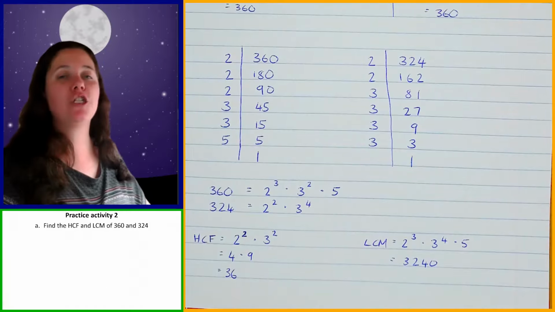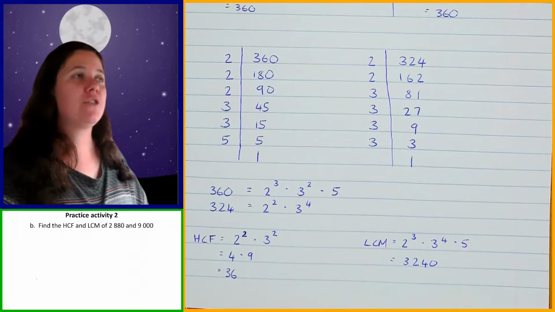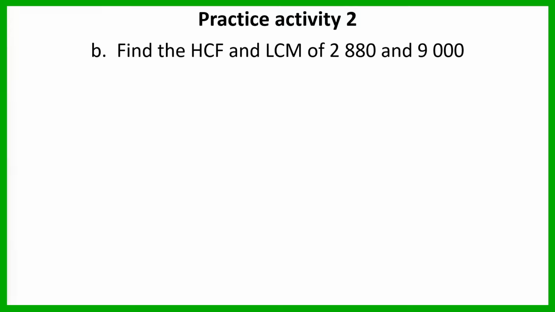Okay, now you're going to do one more question for today, where you're going to find the highest common factor and the lowest common multiple of 2,880 and 9,000. I'm going to give you 2 minutes for this example as well.